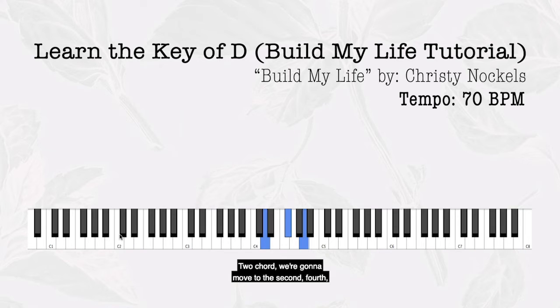Two chord, we're going to move to the second, fourth, and sixth notes of the scale. That's our two chord, an E minor, all right? Then we'll go to our three chord. That's an F sharp minor, and then a four is going to be G major, and then a five is A major. Again, we're sharpening the C because C's have to be sharped in this key. That's one of the rules about D. Our six is going to be B minor, all right?